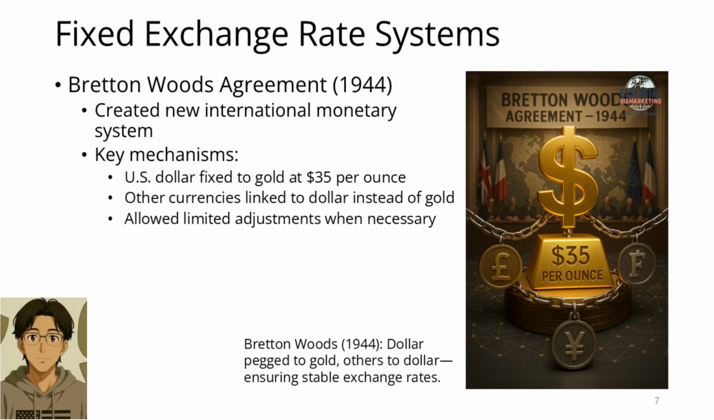A new international system was introduced after the war. The 1944 Bretton Woods Agreement pegged the US dollar to gold at $35 per ounce. Other currencies were linked to the dollar, allowing only limited adjustments to maintain stability.